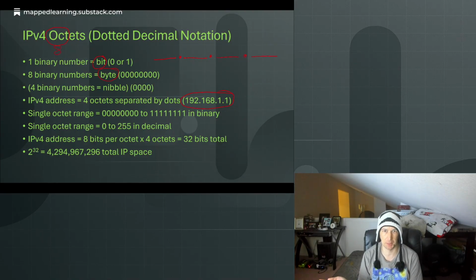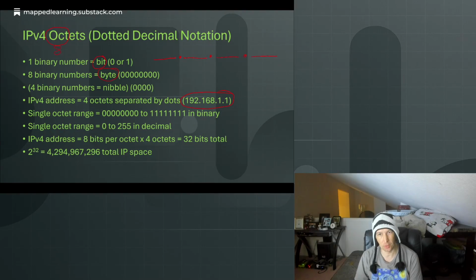It just means they implemented it differently. But a lot of home routers are pre-programmed with this address for the router. And this is an IPv4 address in dotted decimal notation.